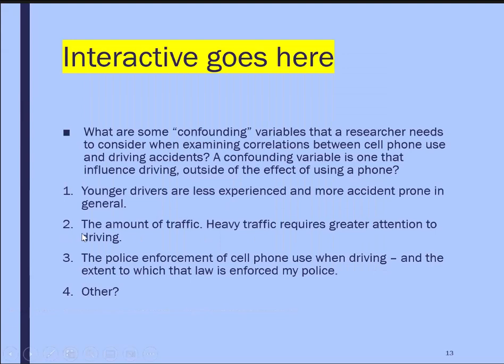So what are some correlations you may have heard that imply one variable causes another, but it probably doesn't?